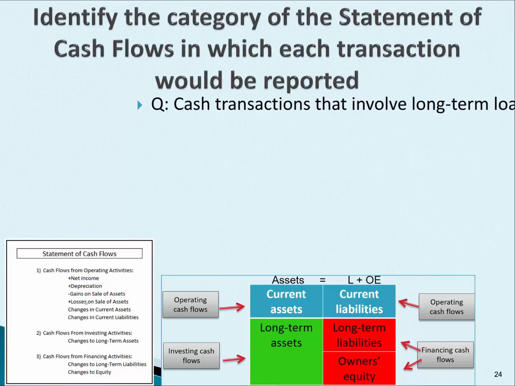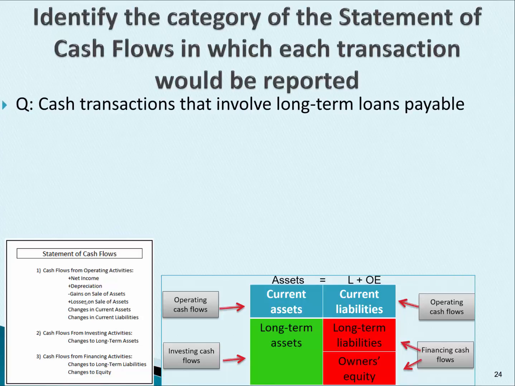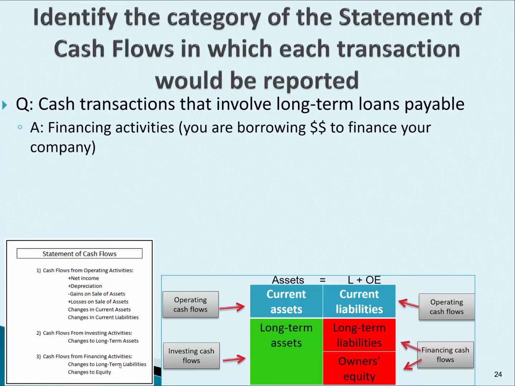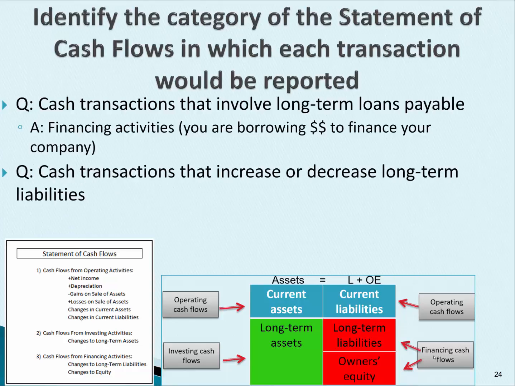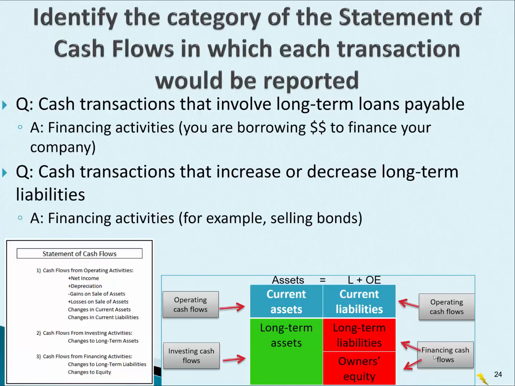How about cash transactions that involve long-term loans payable? Well, long-term loans payable go in the financing activity section. You're borrowing money to finance your company, and of course, it's a long-term liability, so that goes in the financing section. How about cash transactions that increase or decrease long-term liabilities? Well, it's the same as the one up above. That goes in the financing activities. An example is selling bonds.